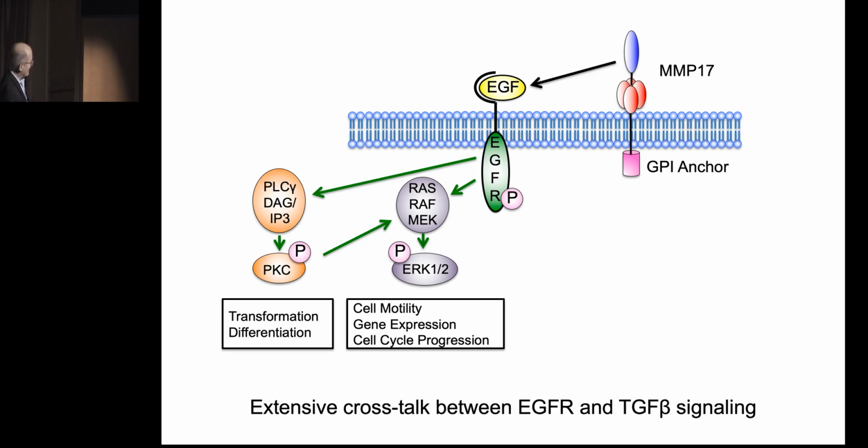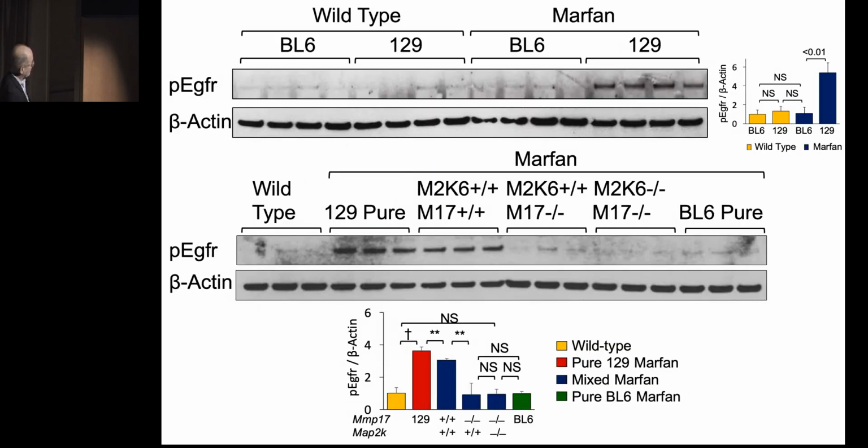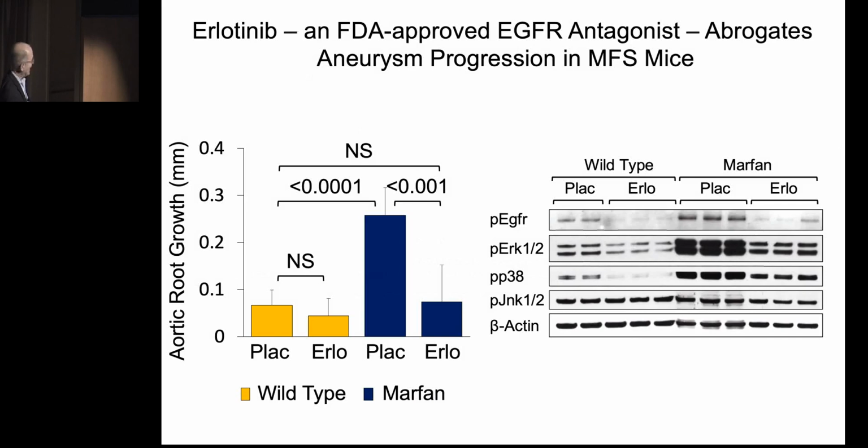So we went on to ask whether there is increased EGFR activity on the 129 background with the active allele, and the answer was clearly yes. Now we found that only inhibiting or knocking out MMP17 is sufficient to fully normalize the EGFR activity in our Marfan mouse model, and that an FDA-approved EGFR antagonist called erlotinib is able to protect mice from aortic aneurysm and indeed achieves the expected signaling abnormality rescue.